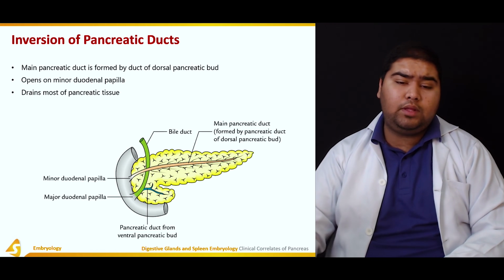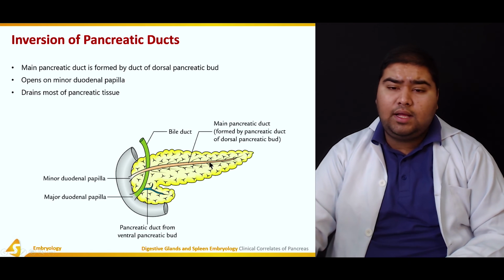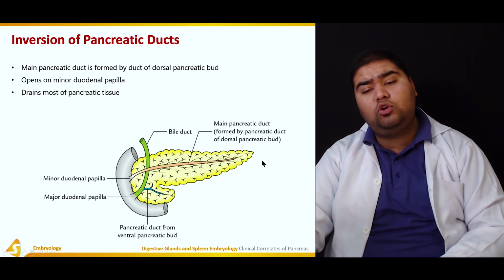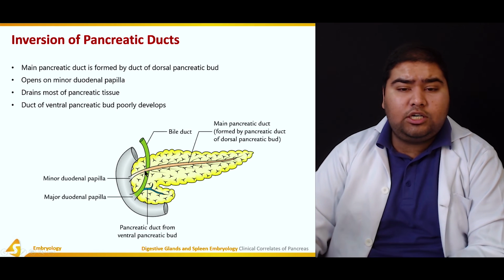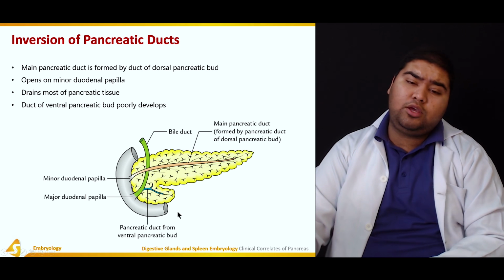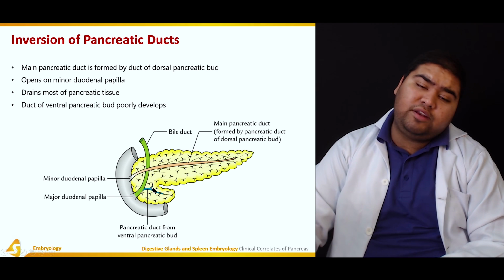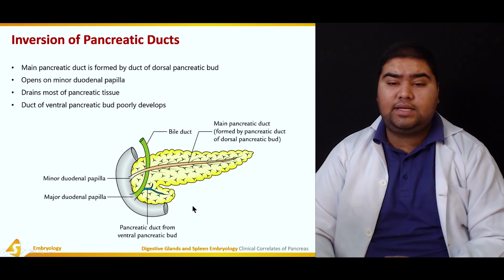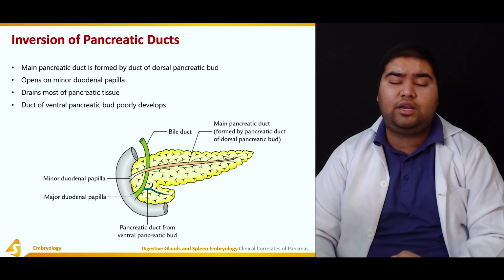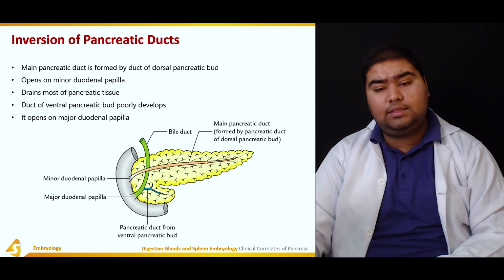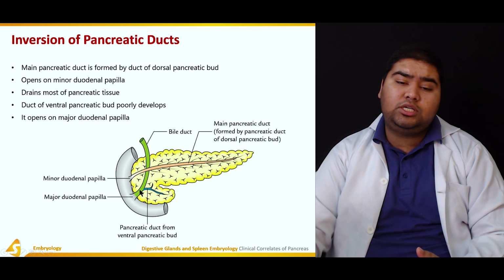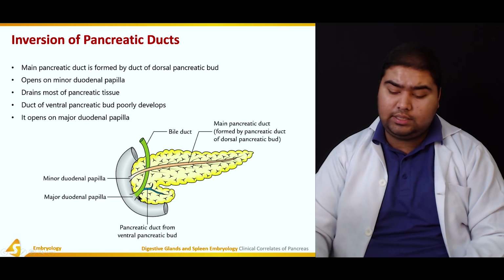It drains most of the pancreatic tissue. Here you can see the inversion of the pancreatic ducts, draining on the minor duodenal papilla and draining most of the pancreatic tissue. The duct of the ventral pancreatic bud develops very poorly. So here you can see a poor development of the duct of the ventral pancreatic bud, as a result of which the duct of the dorsal pancreatic bud has to carry out the entirety of the function. Now this duct of the ventral pancreatic bud opens on the major duodenal papilla with the help of the common bile duct.